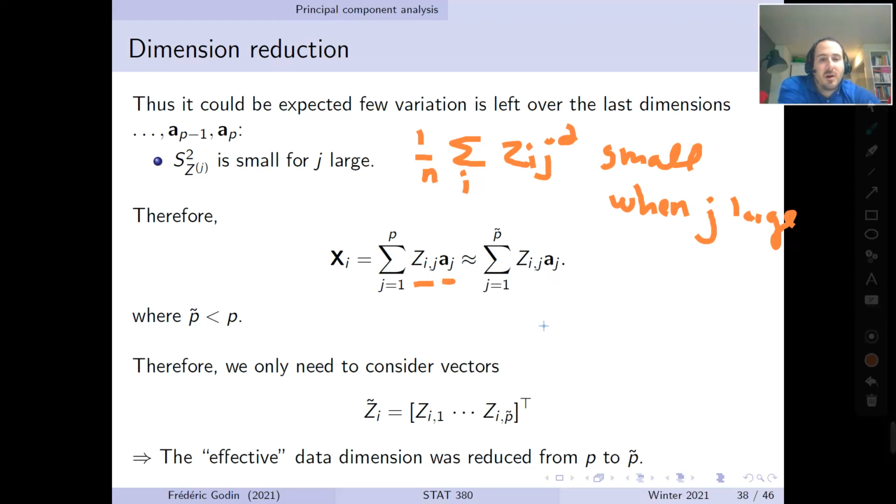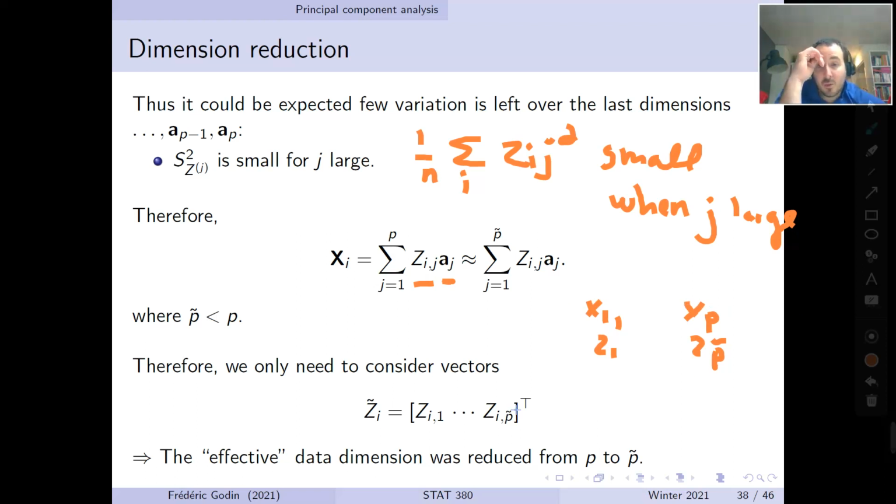And this shows that we're able to achieve dimensionality reduction. So instead of considering all predictors x1 until xp for a given observation, instead we can summarize the information by only considering z1 until zp tilde, where p tilde is smaller than p. So we can come up with a new data set of dimension p tilde instead of the original data set p, and we should not lose a lot of information based on this.